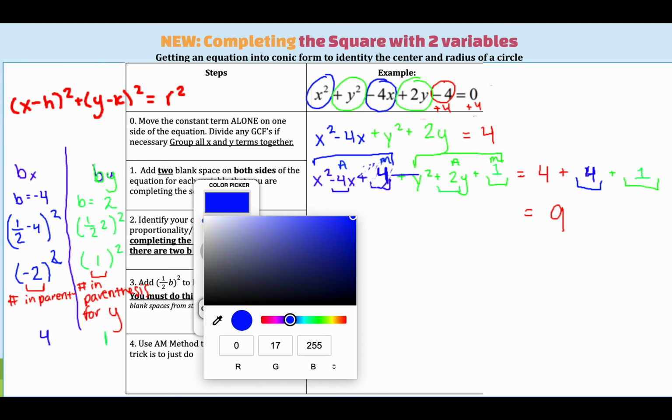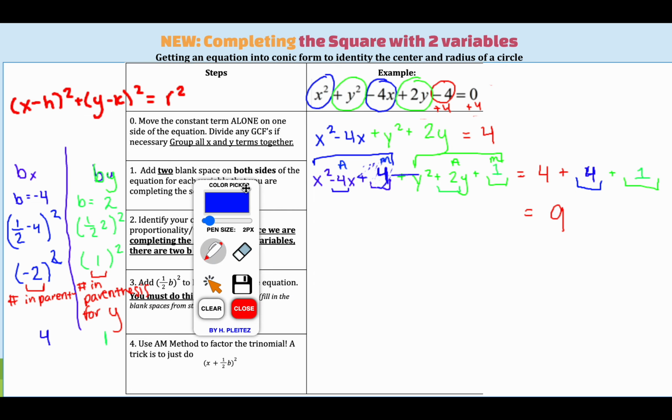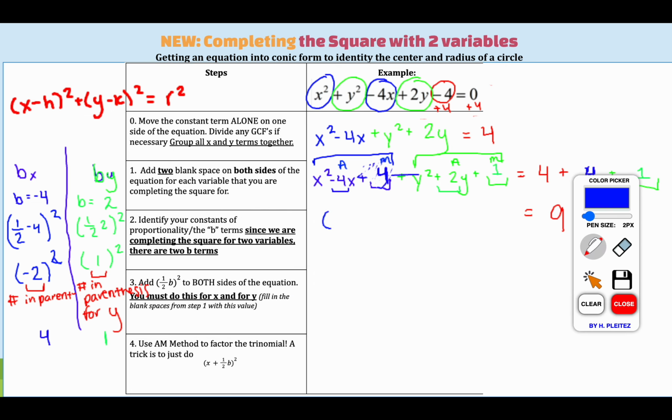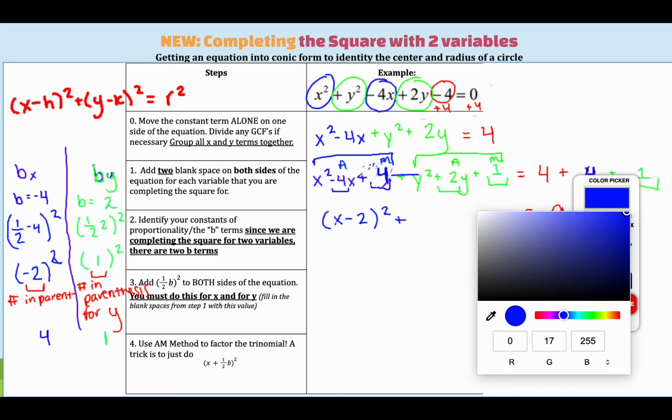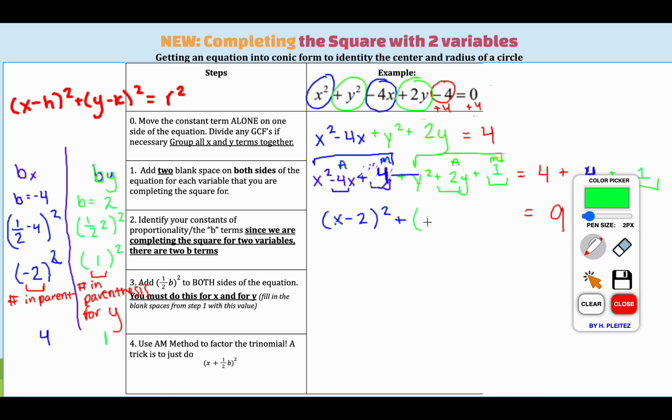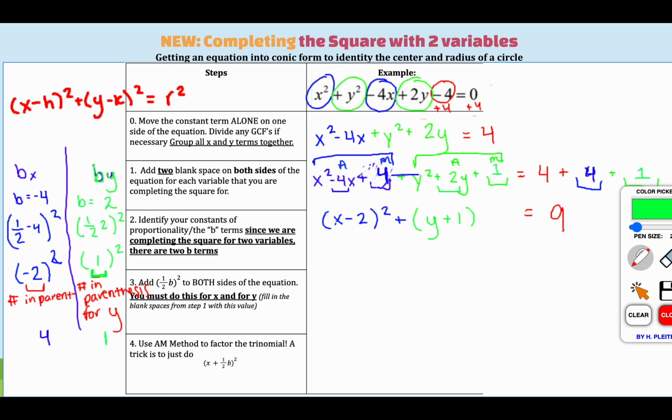But let's use our trick. So our trick says that for our x terms, it's going to be x plus whatever 1/2 of b was. 1/2 of b is actually a negative number. It's -2. So it's going to be x minus 2 squared, right? And then we're going to have plus, and now we need to do it for our y term. So we're going to have y, and 1/2 of b in this case was this number right here. That was +1. So y plus 1 squared is going to equal 9.